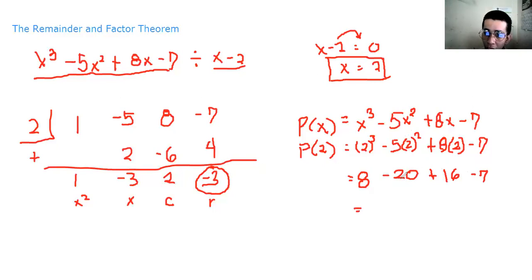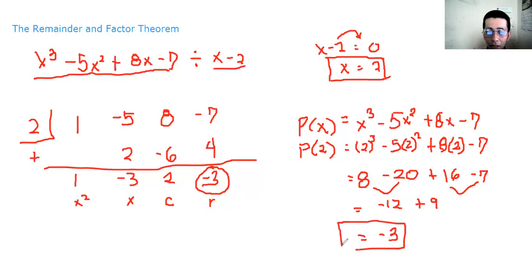So, kapag ganito, mas maganda i-combine nyo muna yung negative sa negative, positive sa positive. Or di kaya pwede nyo na naman siyang diretso. Parehasan din naman yun. 8 minus 20, that is negative 12. Tama. So, 16 minus 7, that is 9. So, positive 9. Then, negative 12 plus positive 9, that is negative 3. So, parehas lang yung kinalabasan. So, ang remainder natin, that is negative 3.